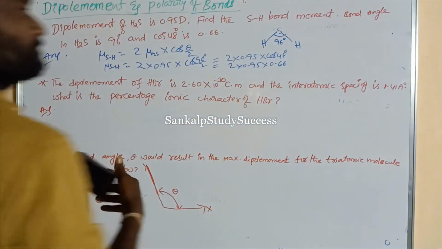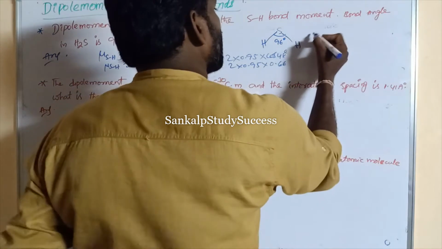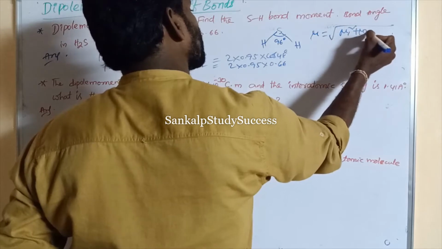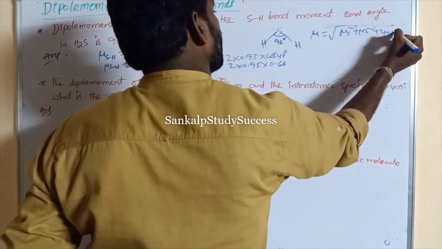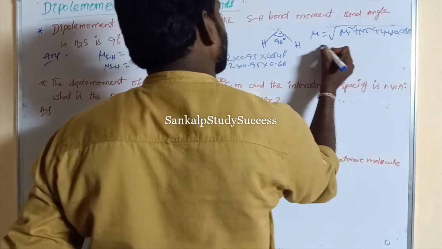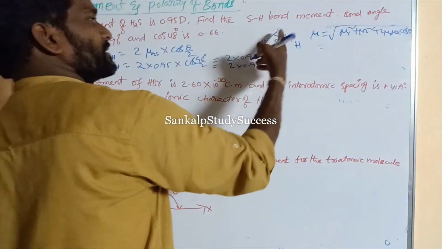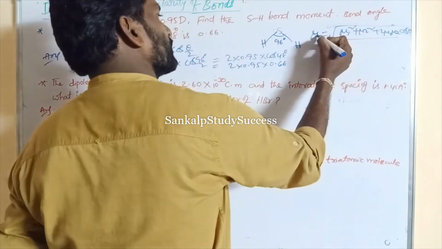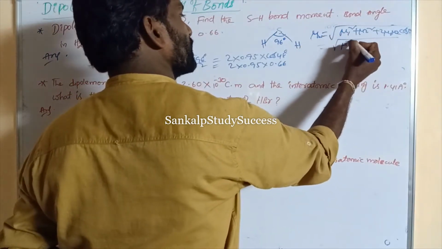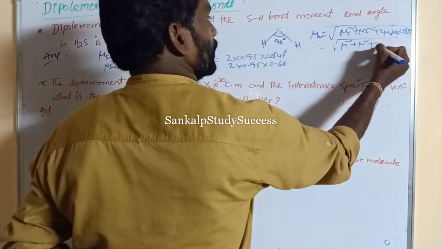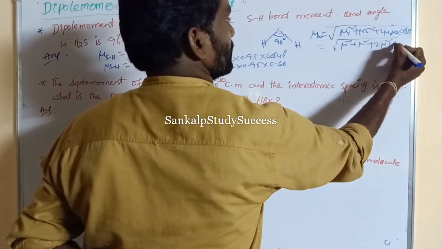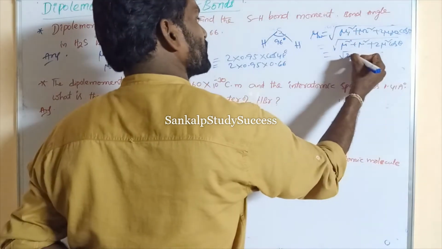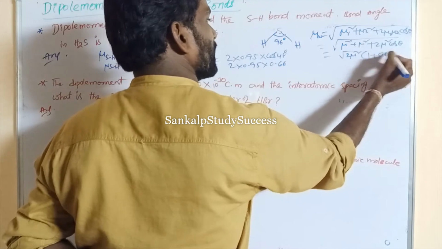Now we know the formula: mu is equal to root over mu1 square plus mu2 square plus 2 mu1 mu2 cos theta. Right. Both S-H bond moments are the same, so what is its value? mu square plus mu square plus 2 mu square cos theta. So this is 2 mu square, and 2 mu square can be taken as common: 1 plus cos theta.